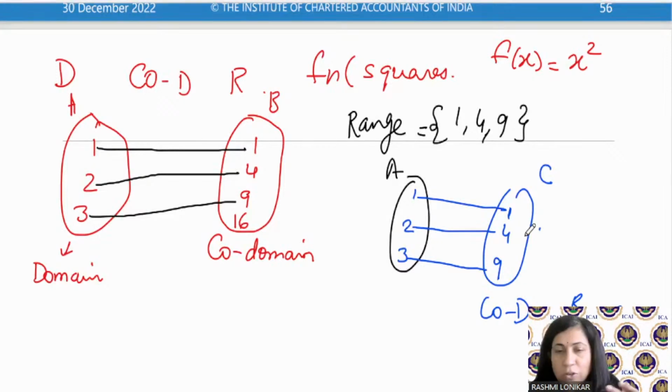No, there is a difference between domain and codomain. These are two different things. Domain means the elements on which the function is going to be applied. And codomain is the set which contains the answers to this function. And what is range? Range is the elements which satisfy the given function. So domain is A, codomain is B, and range will be all the elements which satisfy the given function.